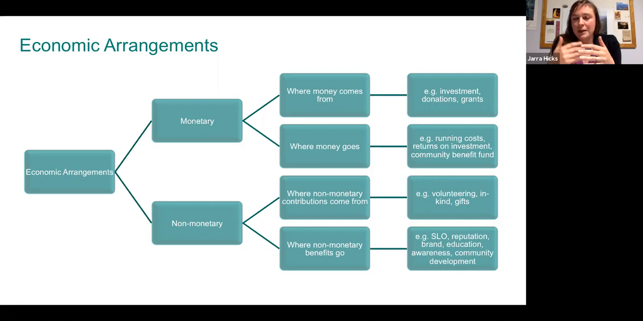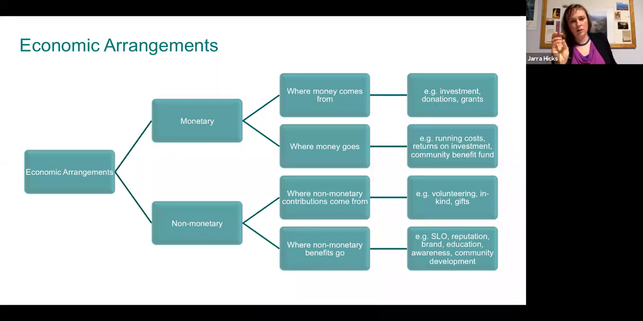But then there's also a whole bunch of non-cash economic arrangements that we often forget about, but these are really valuable and really important to tease out and understand. That's thinking about where your non-monetary contributions come from: things like volunteering, in-kind support and gifts that you might receive from the community, from individuals, but also from businesses and organisations in the community. And then there's where the non-monetary benefits go to, including social licence to operate, your reputational benefits, your brand, your community development benefits, your awareness, your skill building, that really broad range of non-monetary benefits.